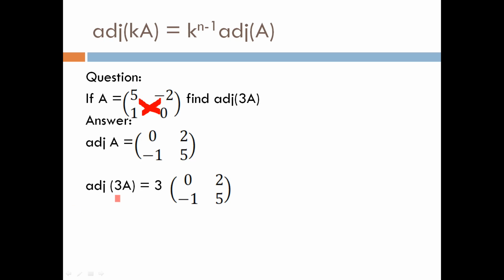And adjoint of 3A is nothing but 3 to the power, since it's a 2 cross 2 matrix, 3 to the power 2 minus 1, that is 3 into adjoint A. So it is the matrix 0, 6; minus 3, 15.